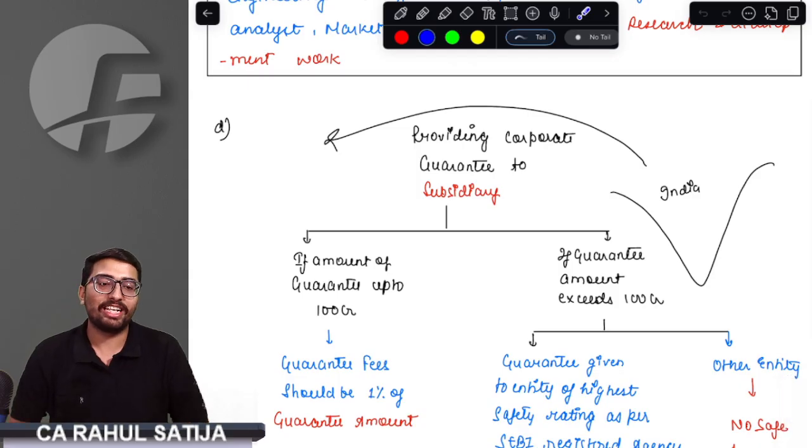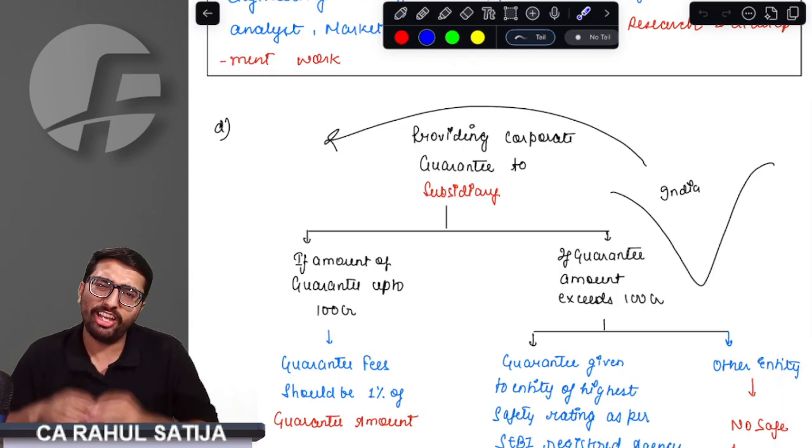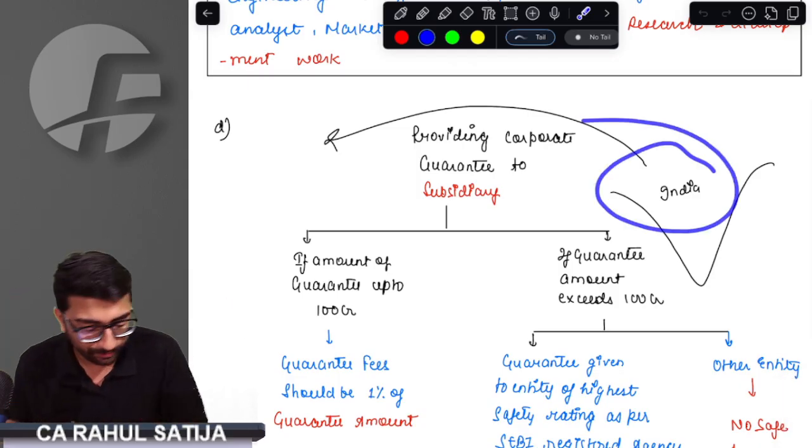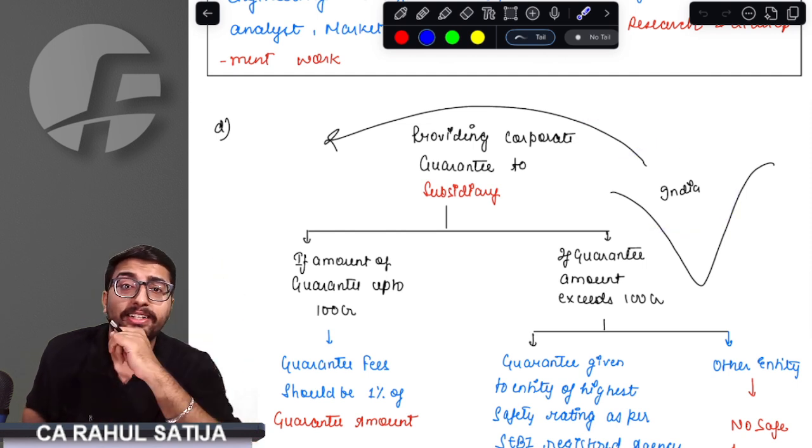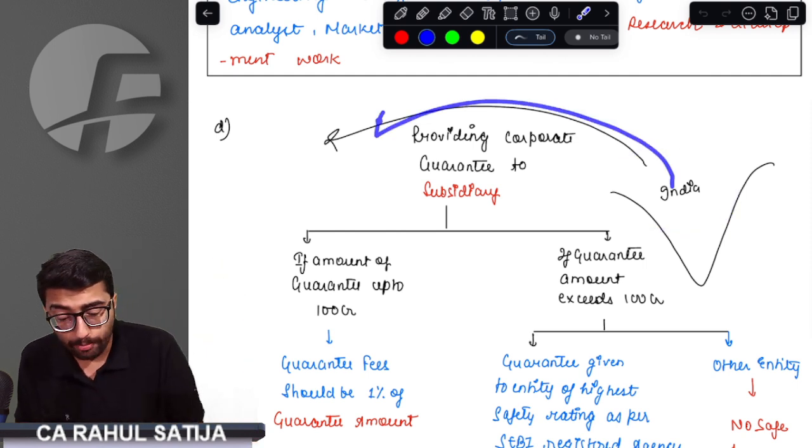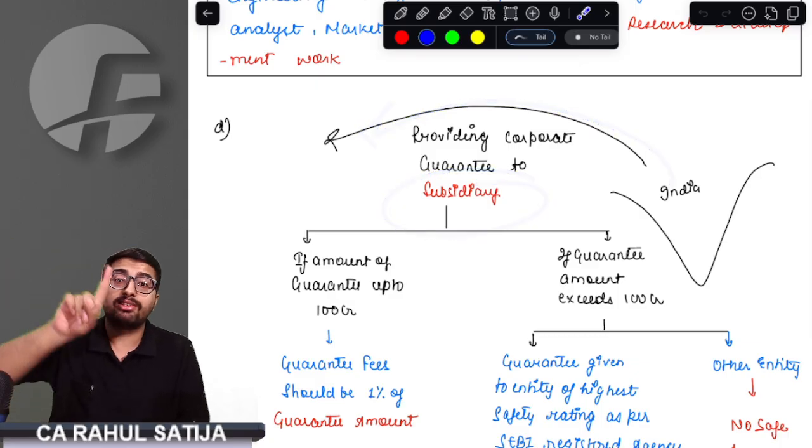Now, the fourth transaction in which safe harbor rules are allowed. A very beautiful transaction. If an entity provides a corporate guarantee to a subsidiary, here it is not just an associate.